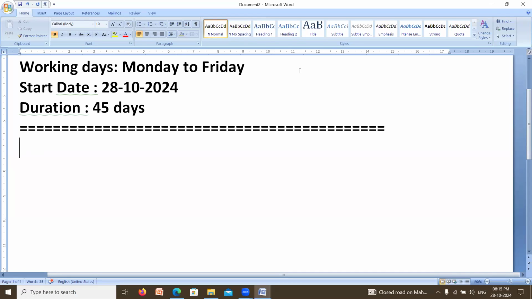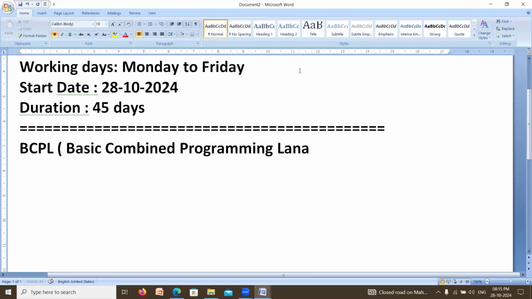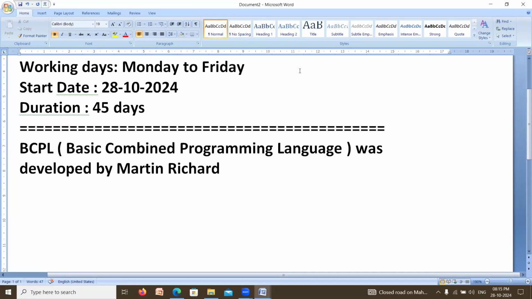One of the popular high-level programming languages is BCPL. BCPL means Basic Combined Programming Language. Actually, it was developed by the person Martin Richard. Martin Richard is the developer of BCPL.